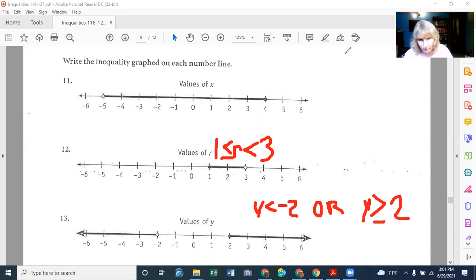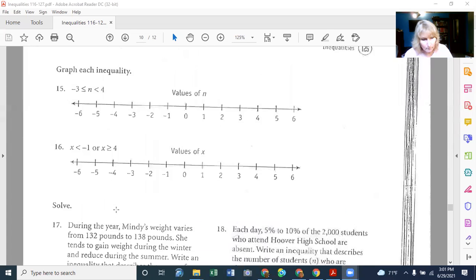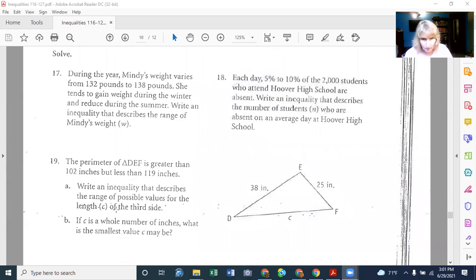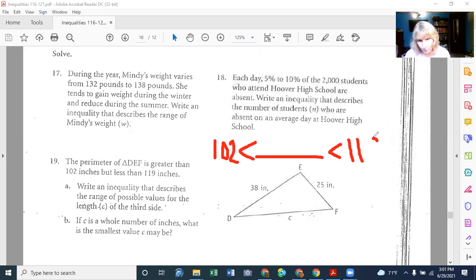Okay, let me clear. Let's look at number 19. I'll set up number 18 for you too, but let's look at 19 first. The perimeter of DEF is greater than 102 inches, but less than 119 inches. So the perimeter, whatever we put in the middle here, is going to be greater than 102, our lower parameter, but less than 119, our upper parameter. And then our equation for the perimeter is to add all sides. So we have 38 plus 25 plus C.